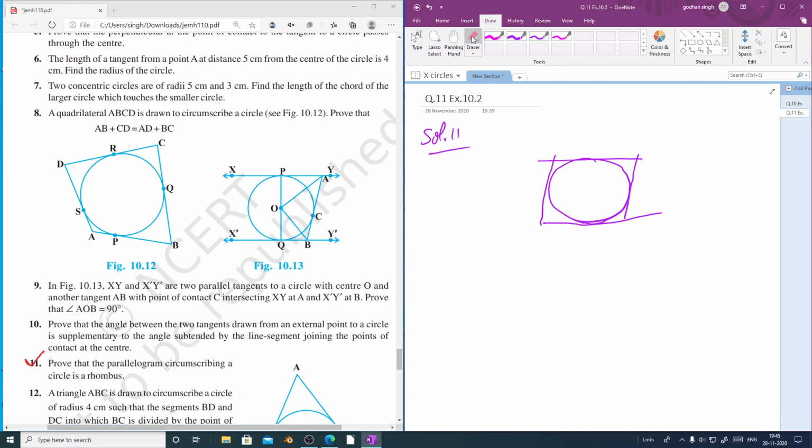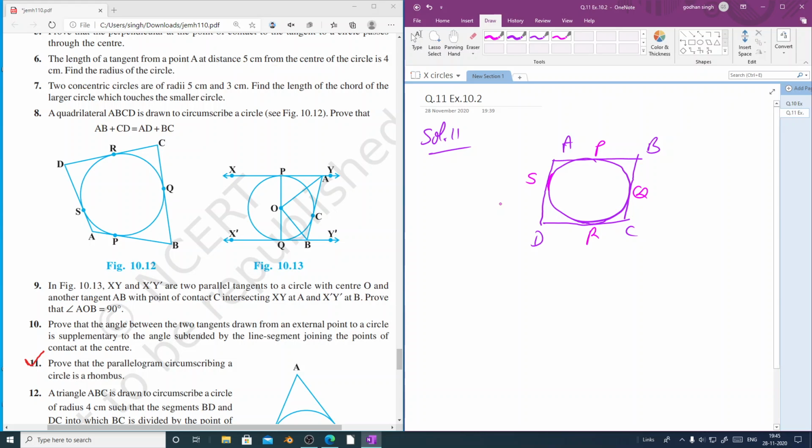So suppose this is the figure, and let this be A, this is B, this is C, and this is D. AB, BC, CD, and DA are here. AB is touching the circle at point P, and this is point Q, this is point R, and let this be point S.